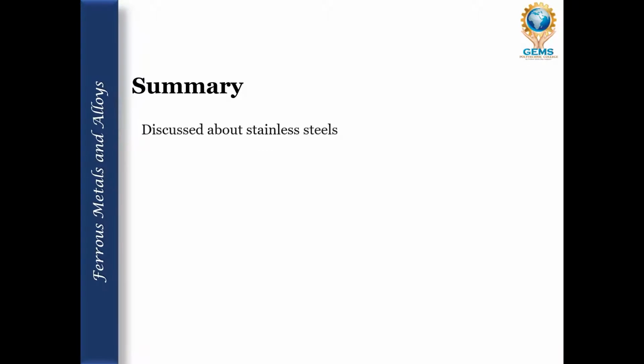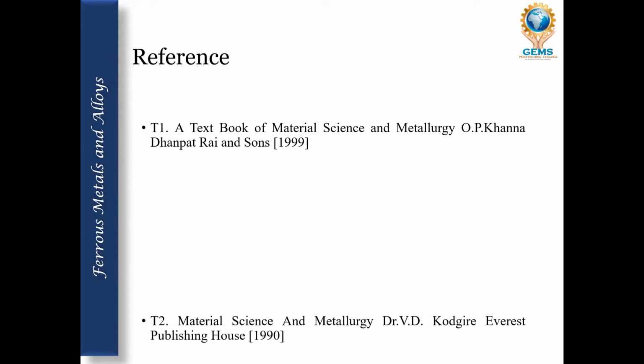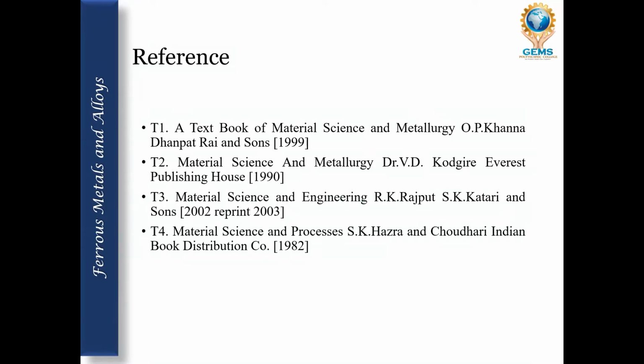So with this we have come to the conclusion. Today we have discussed the types of stainless steel. Basically we focused on stainless steel, and we also studied the effect of alloying elements on steel. So this is a reference you could see.